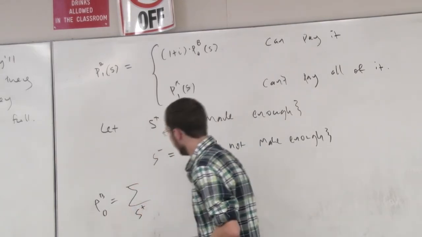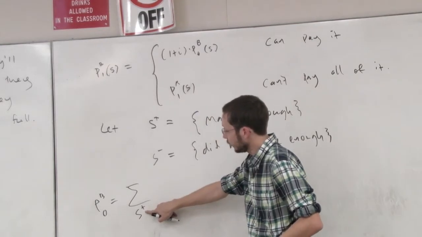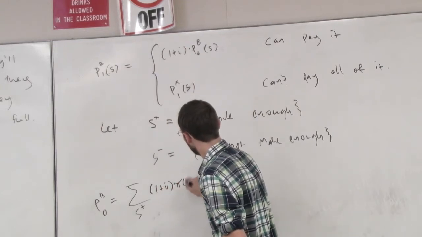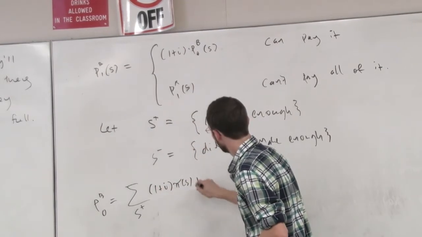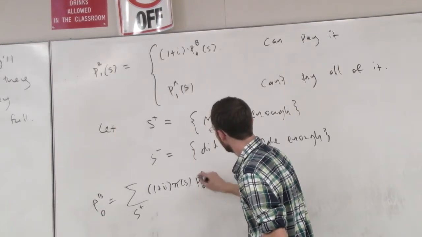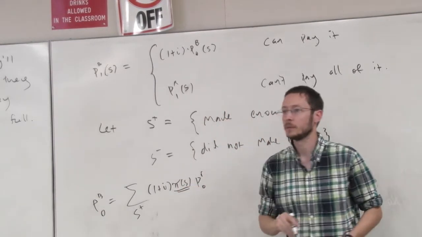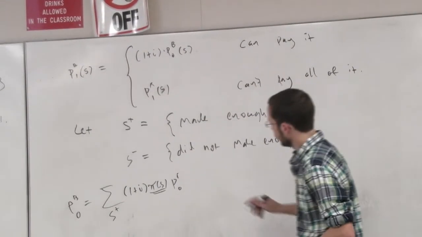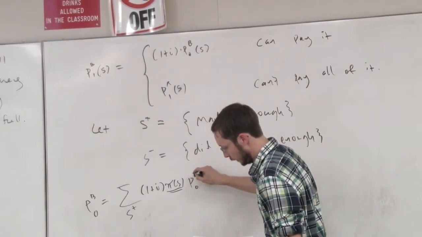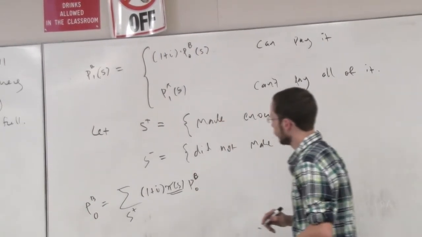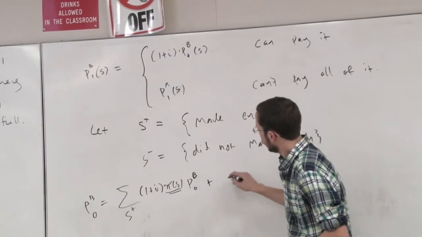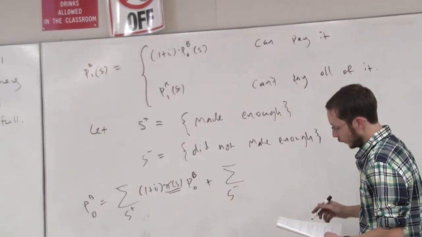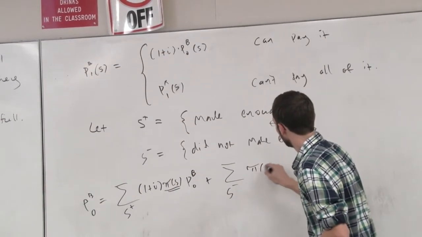Well, it would equal the sum over all the states where it can actually make the payment, where this is the amount that they pay in those states, right? It's a probability weighted sum. And then the case where they don't make the payments is where they just pay whatever they have. And that's also probability weighted as well.